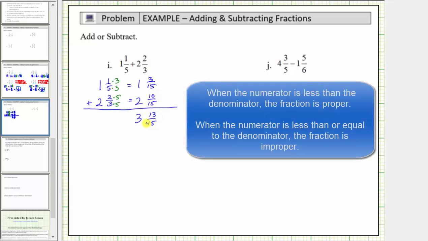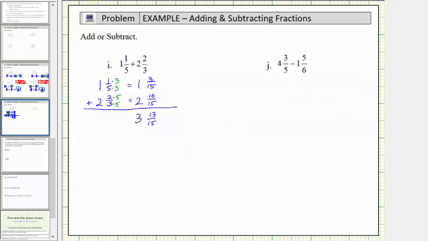But we also need to make sure this fraction is proper. If it happens to be an improper fraction, we'd have to write it as a mixed number and then add it to the whole number. But 13/15 is a proper fraction, and therefore this is the sum. However, let's just say, for example, the sum happened to be 3 20/15. This is not our sum, but if it was, we would first have to simplify this fraction and also recognize that it's an improper fraction.